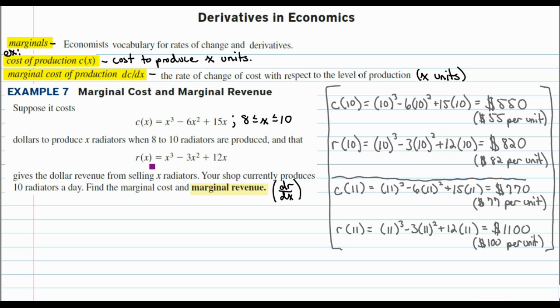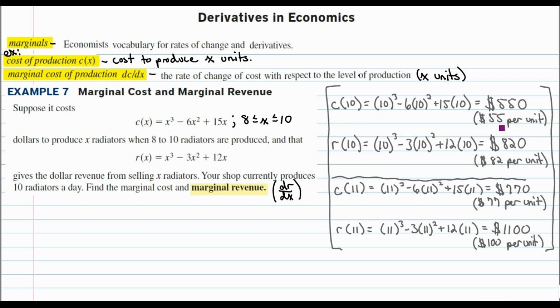Then R of X is going to be the revenue, so the income from selling X radiators. Your shop currently produces 10 radiators a day. Find the marginal cost and marginal revenue. So I've made an Algebra 2 kind of example of what's happening. We are producing 10 radiators per day, says the problem.